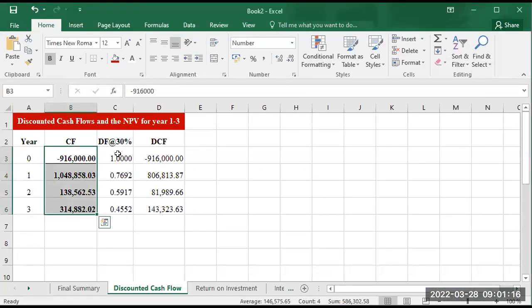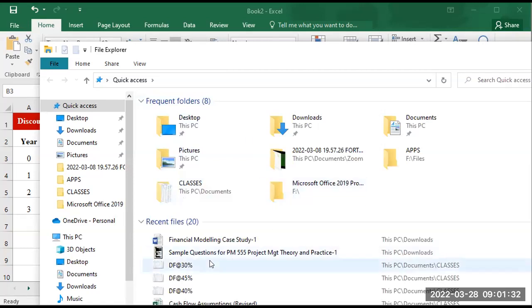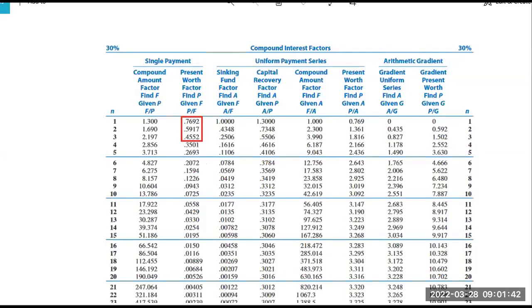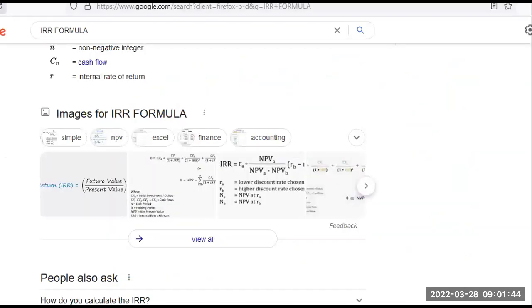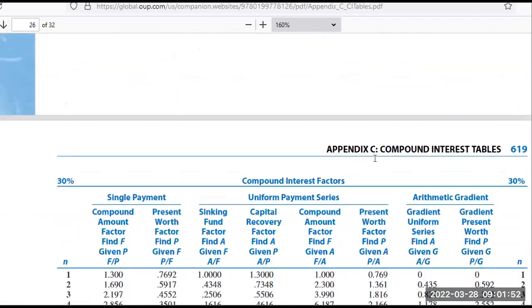So how did I get these values? The discounted cash flow, you need to get these values. How do you get that? I'll show you that in a minute. It's here. 30%. It's a screenshot I took from this one.